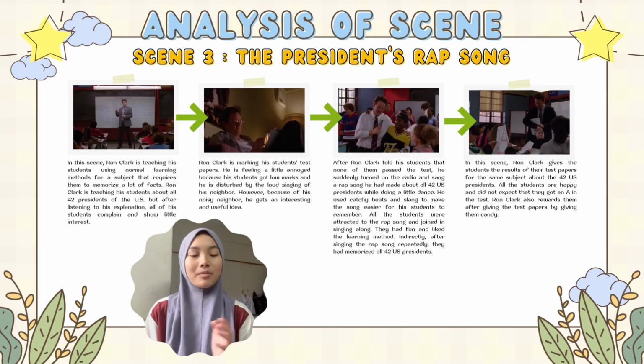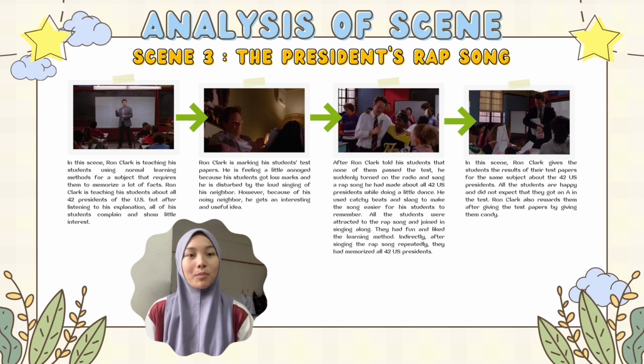He created a rap song about all 42 US presidents using a catchy beat and simple slang to help students remember better. In class, Ron Clark told the students that none of them passed the test. He then surprised them by turning on the radio and performing the rap song while dancing. The students became excited, joined in singing, and enjoyed the lesson.